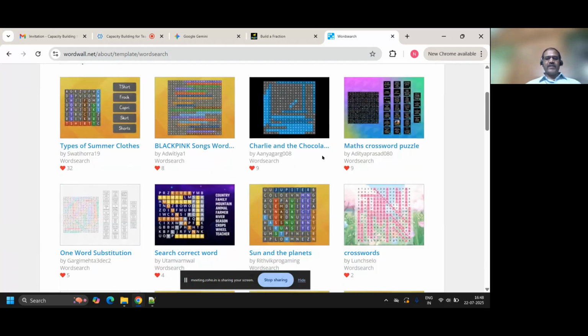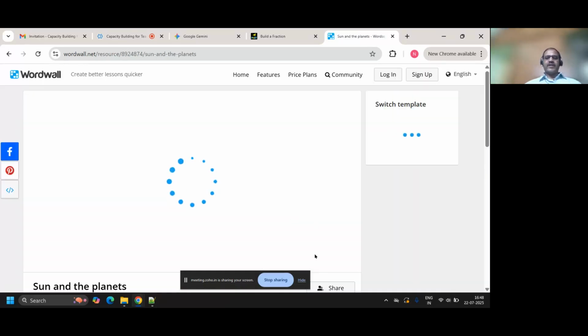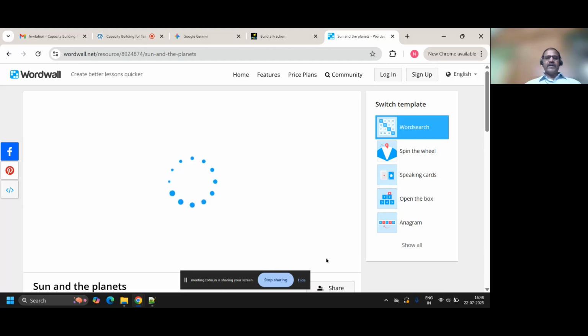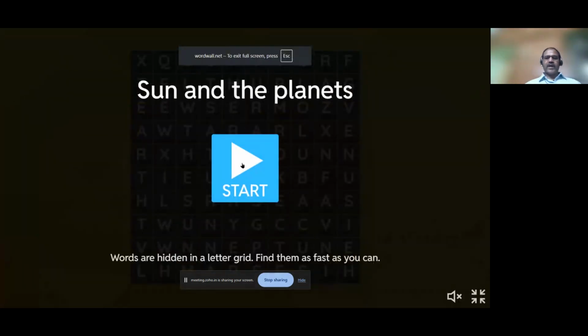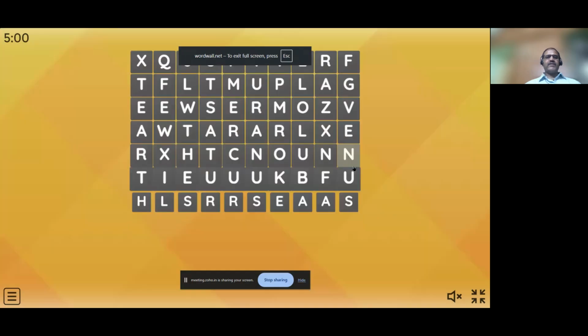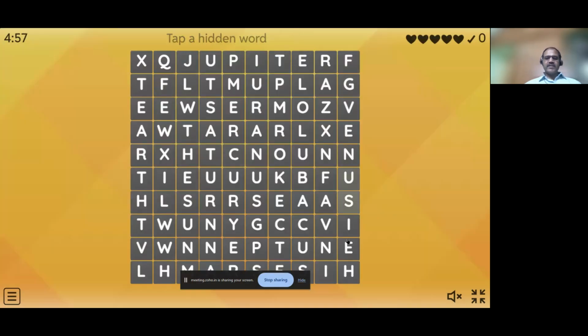Okay. Now, let me give you a simple example. I want to engage my students in finding out the words, searching the words. I am maximizing the screen. I am starting. In this, planet names are hidden.